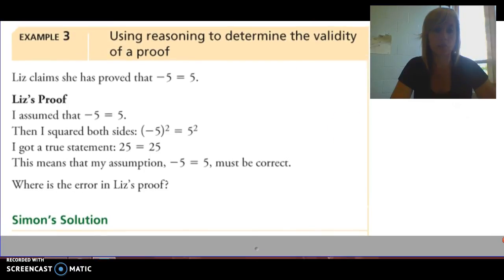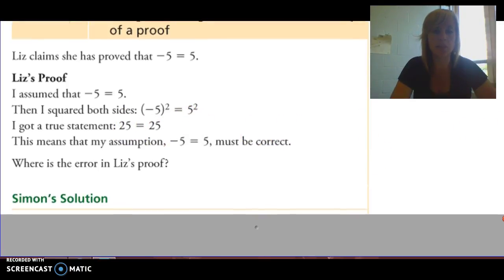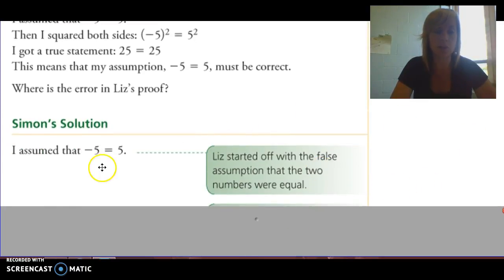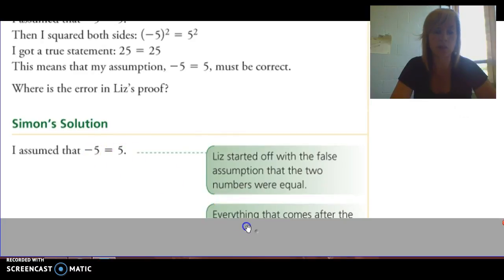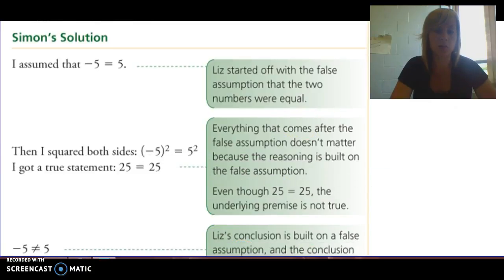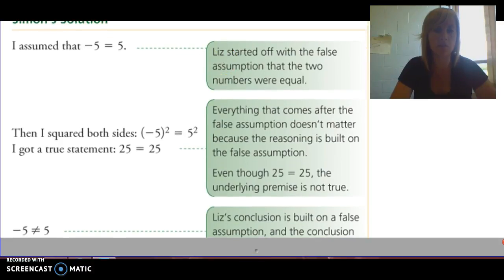Another way to show a proof is invalid is if you start a claim with something that is not true. So Liz claims that she has proved minus 5 is equal to 5. Minus 5 is equal to 5, so if you squared both, you get 25 is equal to 25. This means that minus 5 is equal to 5. Where did she go wrong? Well, she started with a false assumption, a minus 5 is equal to 5, which you cannot do in a proof. So starting with a false gives you a proof that is invalid. So therefore minus 5 cannot equal 5.